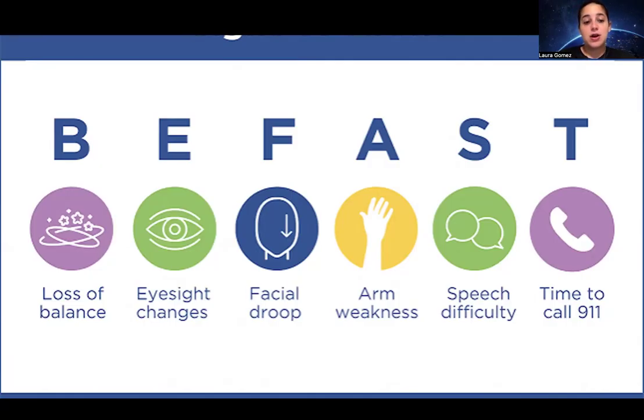All of these are very useful to recall when treating a patient with a stroke or at risk of a stroke.